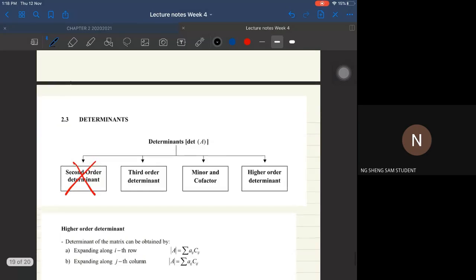And for the asynchronous class, I want you to study on your own for this one: third order determinant and minor and cofactor. Because next week on Thursday, I will continue with higher order determinant. Okay, second order determinant we don't learn because 2 by 2 is easy. So your task, study on your own for third order determinant and minor and cofactor.